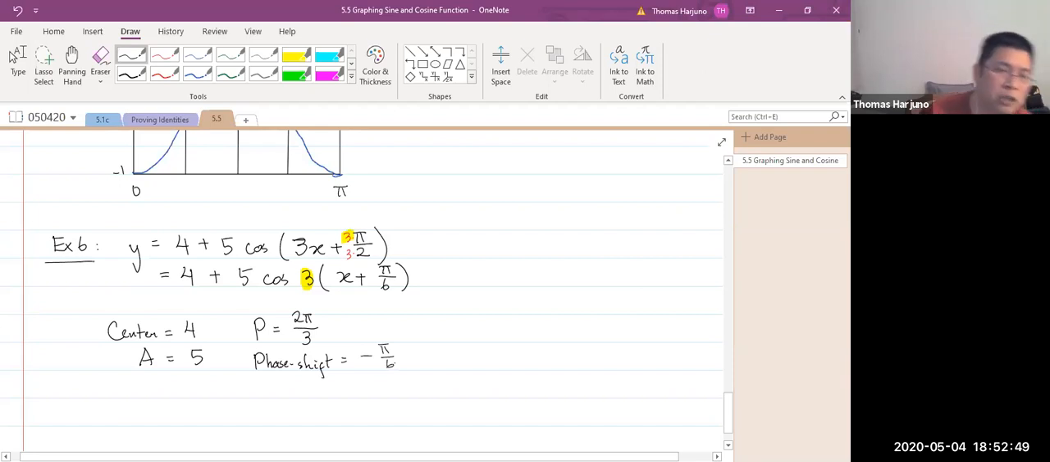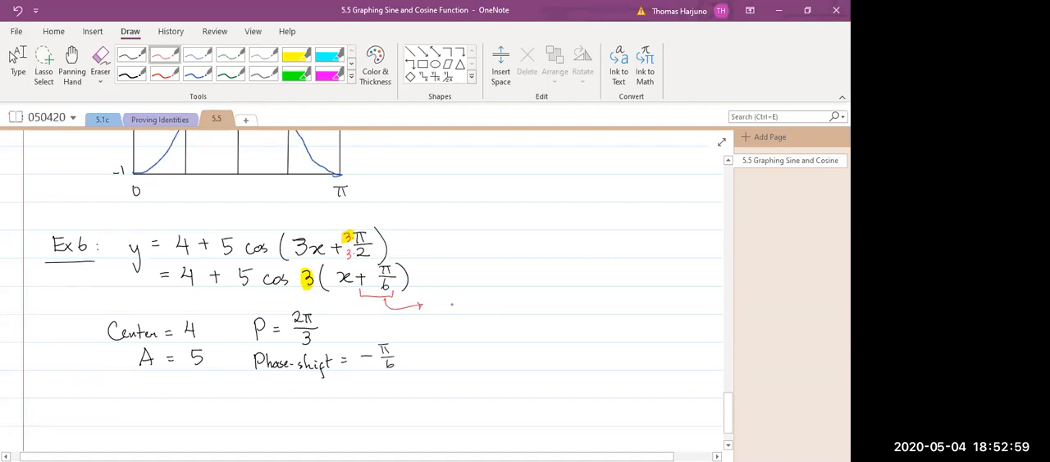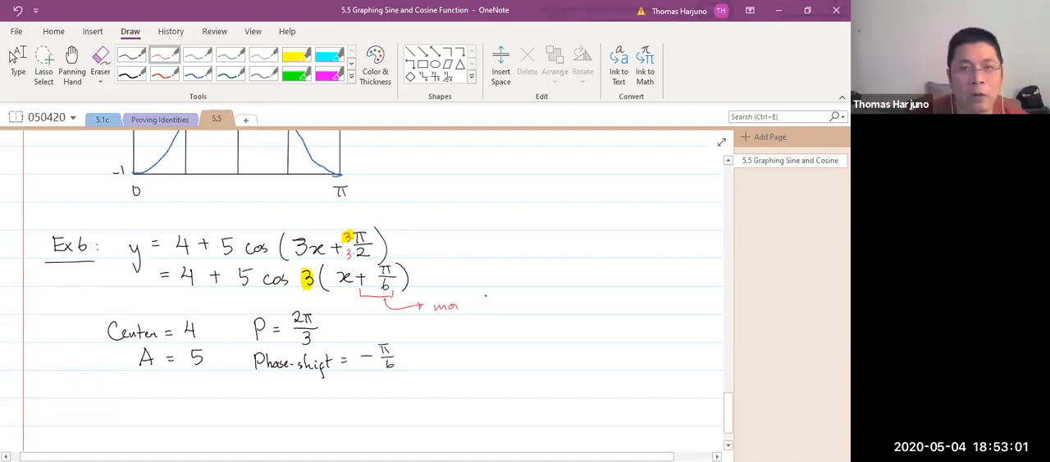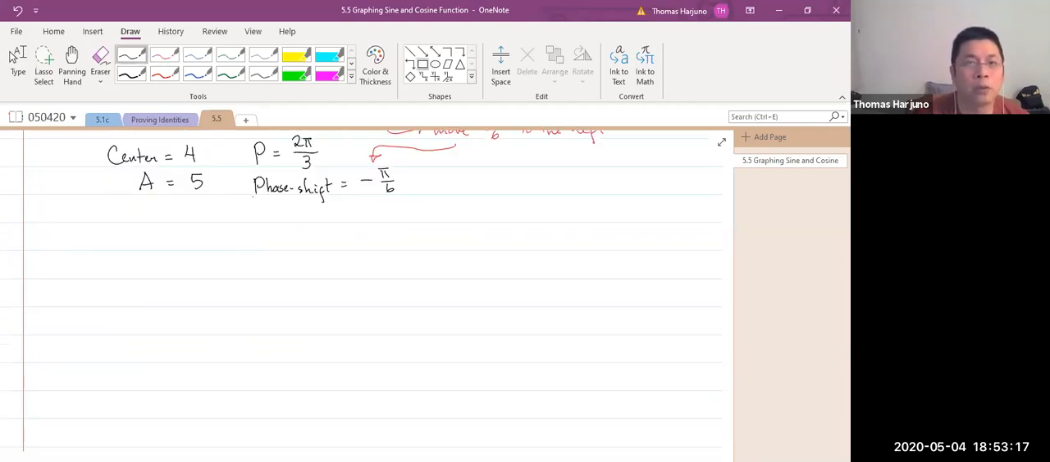It follows the transformation we learned a long time ago. This means it moves pi over 6 to the left. And that's why we use a negative sign there, because it's to the left. Okay. Now, what will the 4x2 table look like?